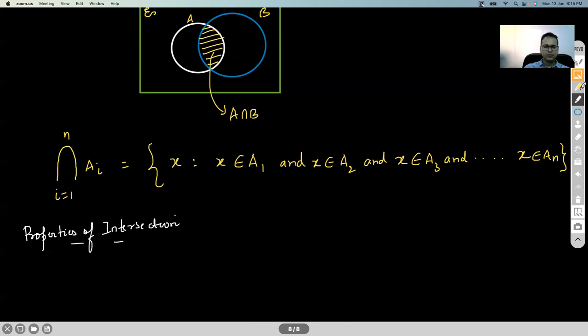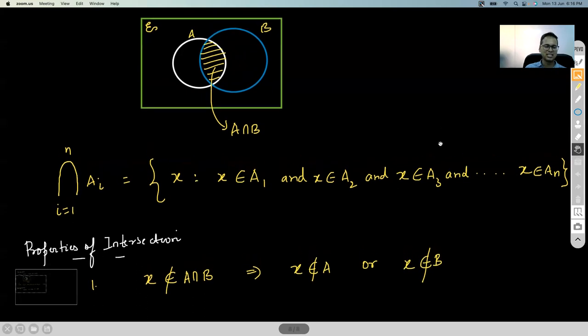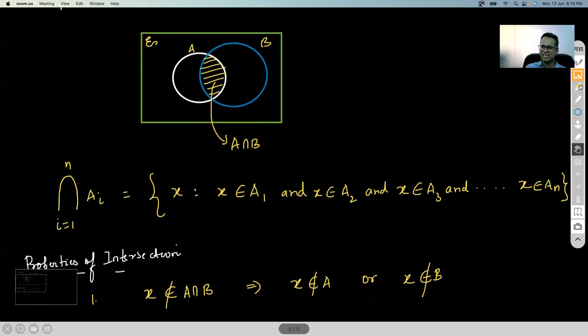Okay, the first thing, just like we had discussed in the previous union, if an element does not belong to A intersection B, what does this mean? It means that the element does not belong to A, or the element does not belong to B. See, very simple. If I take any element which does not belong to A intersection B, it can be here. So in this case, it doesn't belong to B, so this part will be true. So this is false, this is true. So overall, since it is OR, this will be true, right?